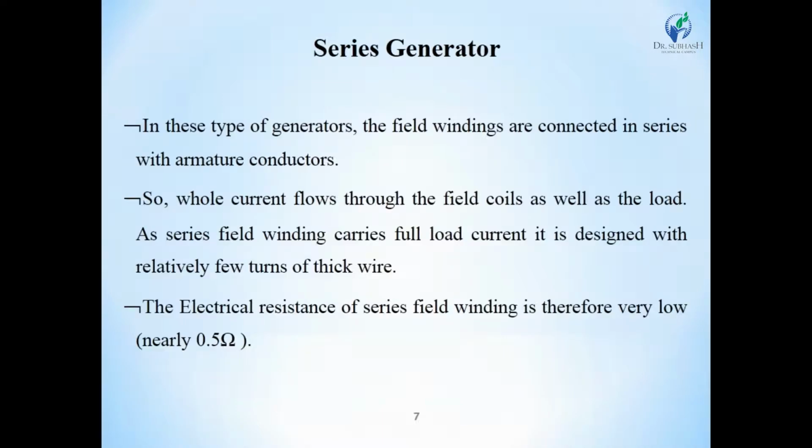In the series generator, the field winding is connected in series with the armature winding, as shown in the previous slide. The series combination then supplies the load current. Here we note that the field winding terminals are marked as S1 and S2 instead of F1 and F2, just to indicate that the field winding is in series with the armature winding.